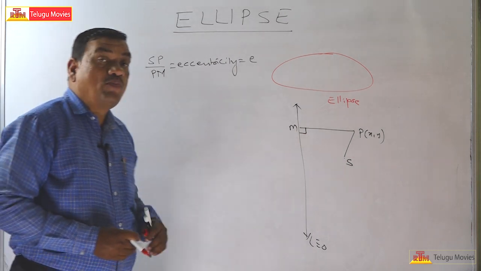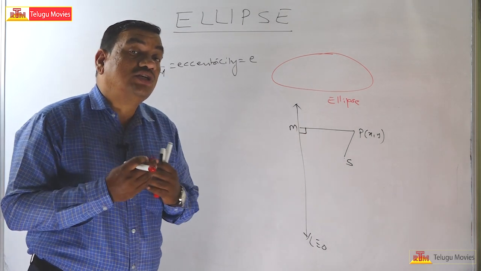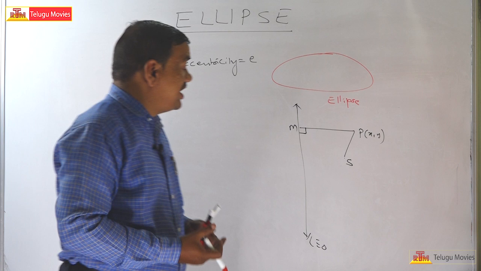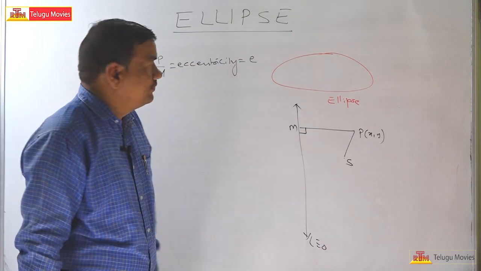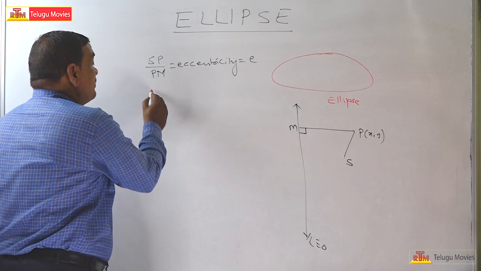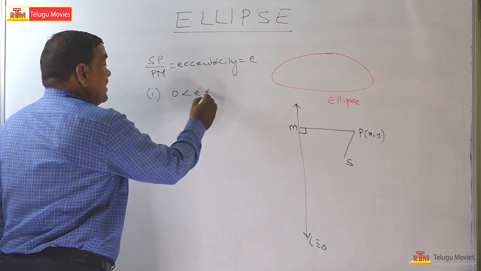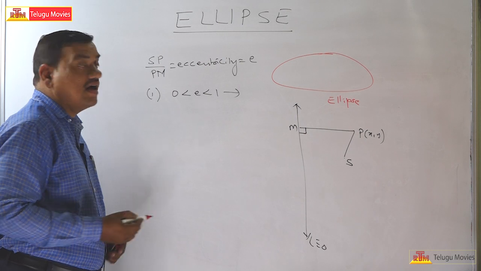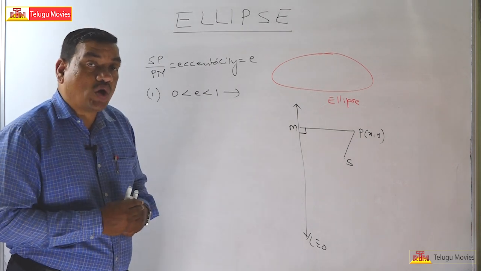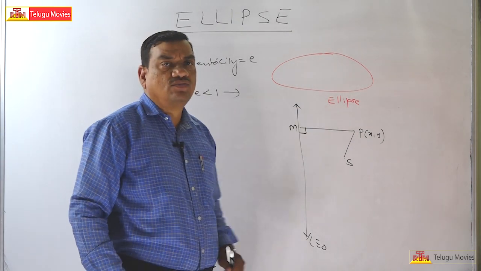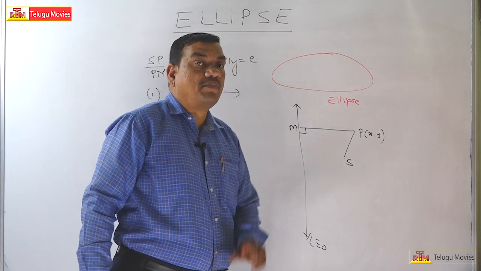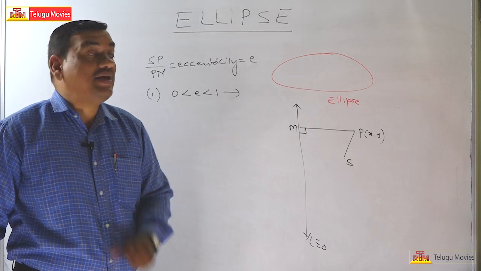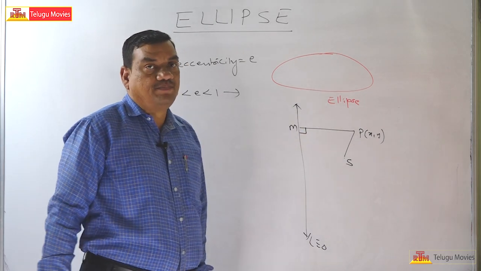We denote this with the letter e. In the previous chapter, it was the parabola: if e = 1, then the locus is named a parabola. If 0 < e < 1, then the locus is an ellipse. Whatever the curve traced by the point P(x, y), that curve is called an ellipse. Okay?